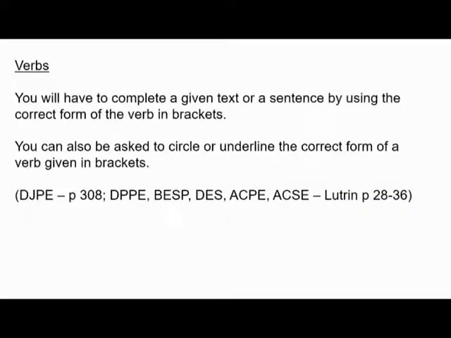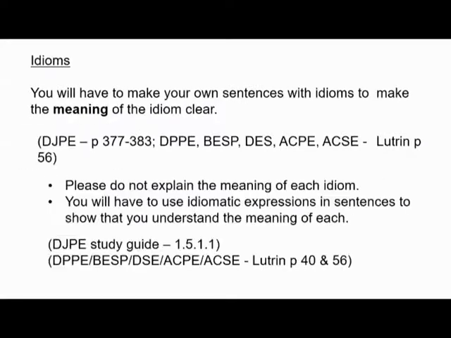Your verbs, as we have explained earlier in the presentation, are actually the doing words. You will have to complete a given text or a sentence by using the correct form of the verb in brackets. You can also be asked to circle or underline the correct form of a verb given in brackets. So those are the doing verbs, the doing words. DJPE, you will find exercises on page 308 and the others 28 to 36.